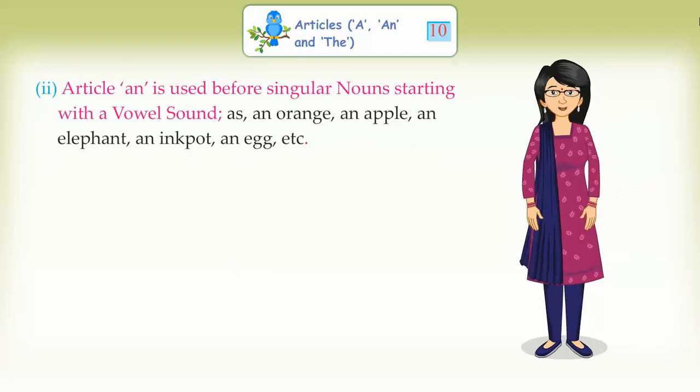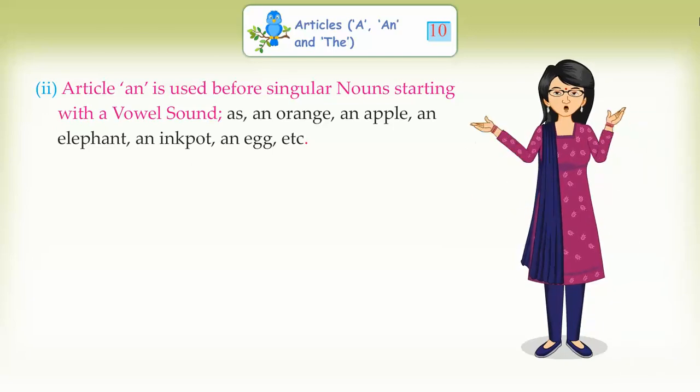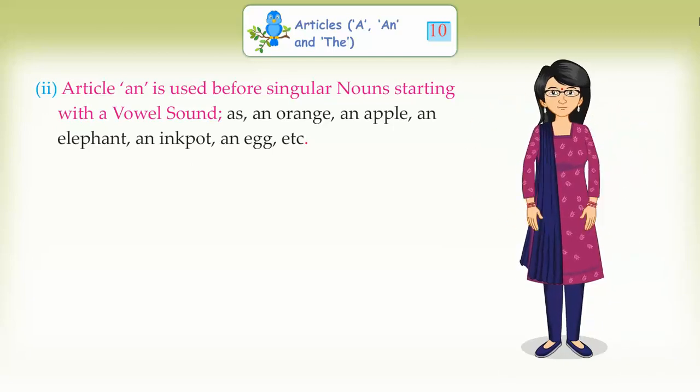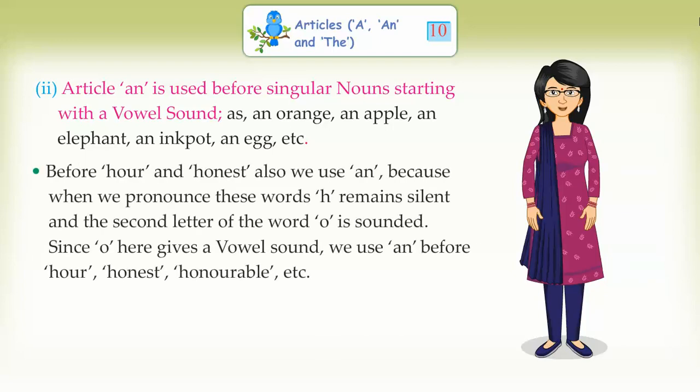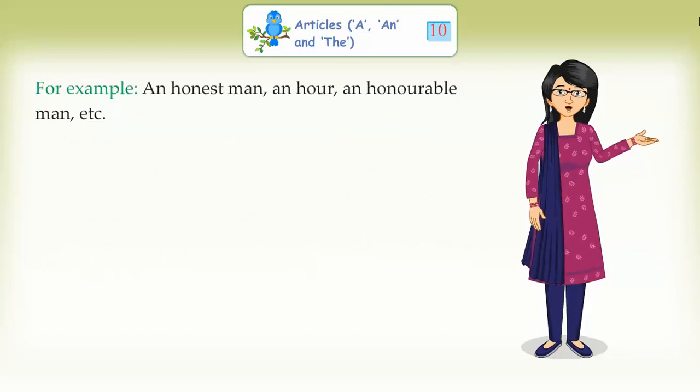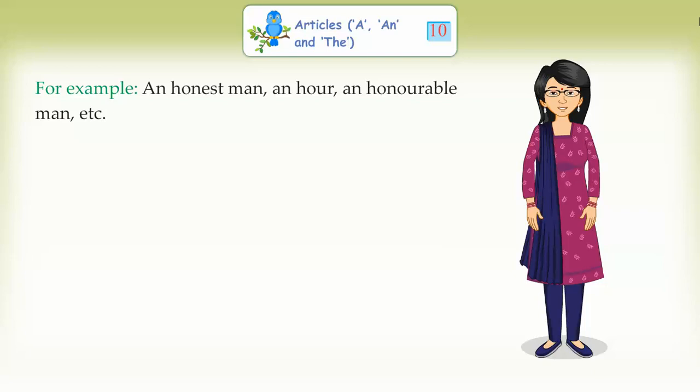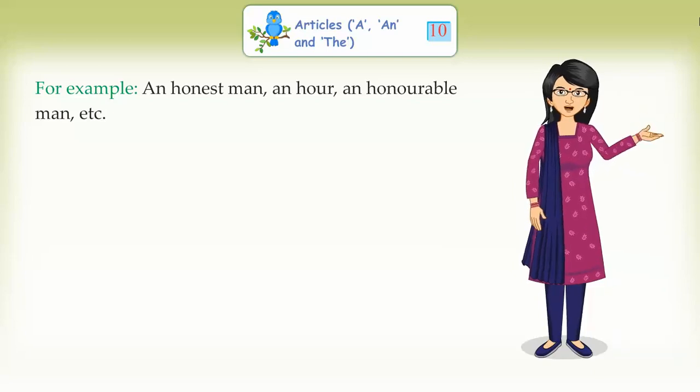Article an is used before singular nouns starting with a vowel sound, as an orange, an apple, an elephant, an inkpot, an egg, etc. Before hour and honest, we also use an because when we pronounce these words, H remains silent and the second letter of the word, O, is sounded. Since O here gives a vowel sound, we use an before hour, honest, honorable, etc. For example, an honest man, an hour, an honorable man, etc.